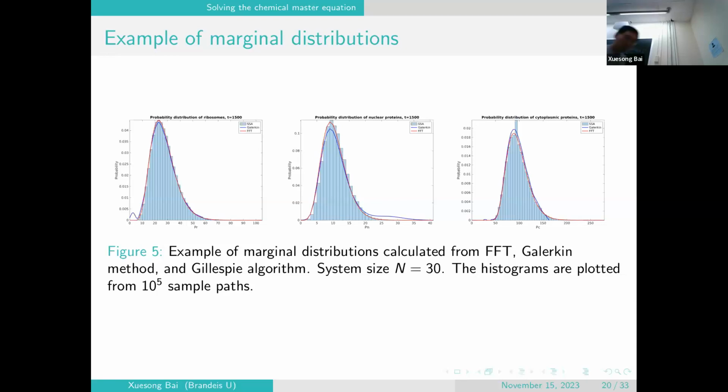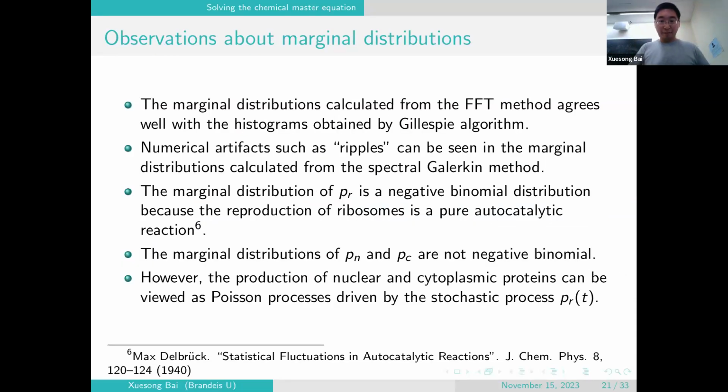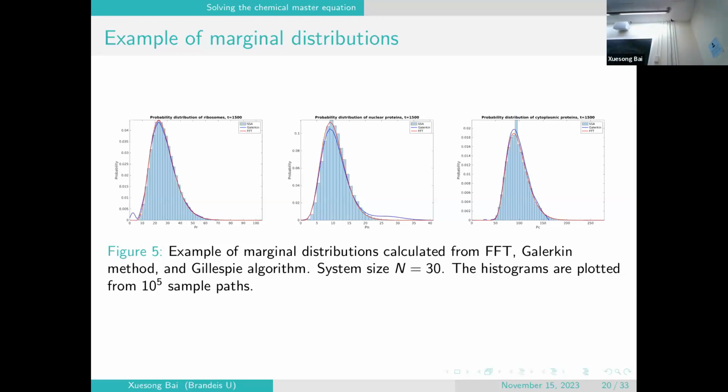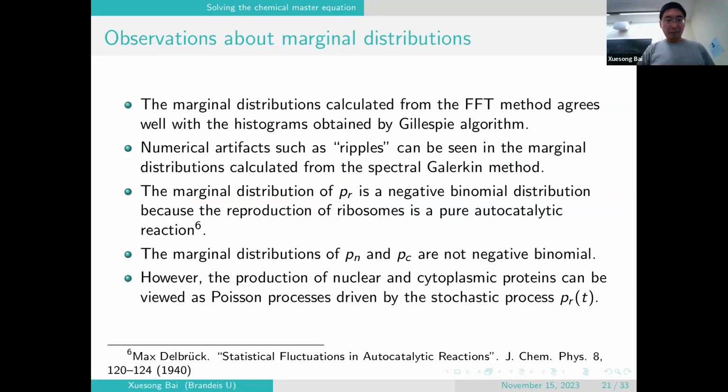So we could see that the FFT method gives pretty good marginal distributions compared to the histograms. So the red curve here, and also this, they pretty much agree with the histograms. But for these blue curves, there's some problem in here, and there's a little bump in here, and there is this kind of ripple thing in here. So that's why I say, unfortunately, this Galerkin method doesn't really work that well. We have numerical artifacts. So I choose to use the results from FFT to calculate our NC ratio, but I will mention that later.